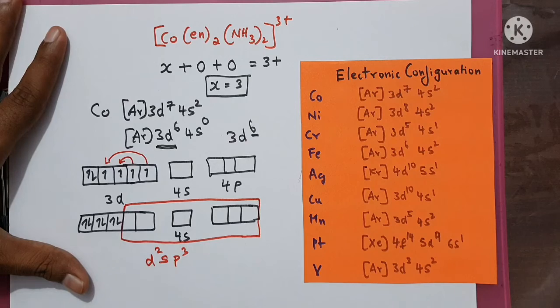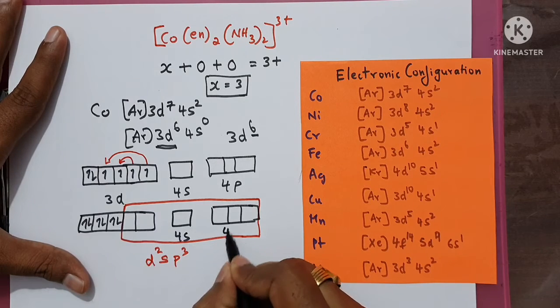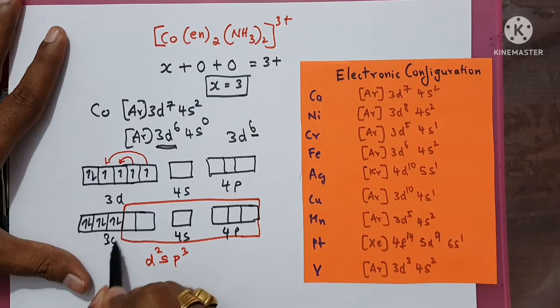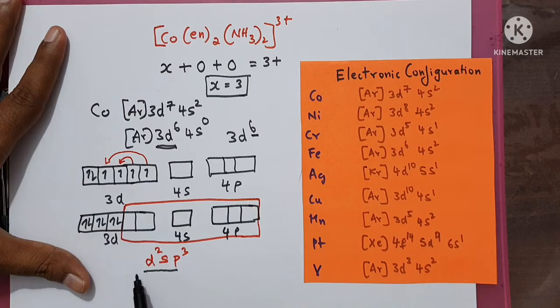Therefore, the hybridization is what? This is 4p, this is 3d. So the hybridization is d2sp3 hybridization. Because all are paired electrons here, there are no unpaired electrons. So what happens to the magnetic property? The magnetic property is going to be diamagnetic.